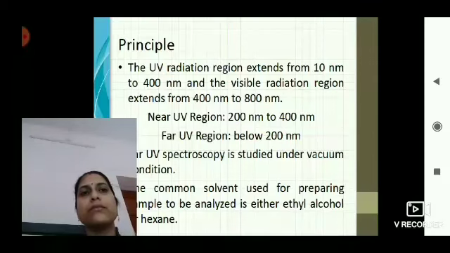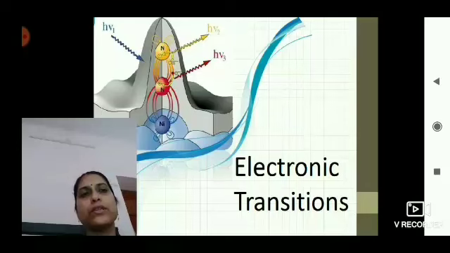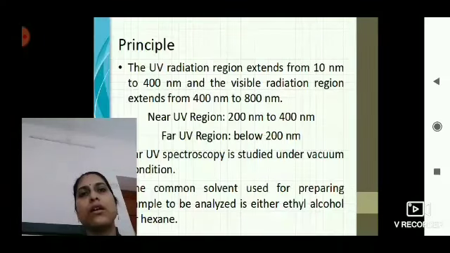Now, the principle of UV visible spectroscopy. The most common solvents used in UV visible spectroscopy are ethyl alcohol and hexane. Ethyl alcohol is a protic solvent and hexane is a non-protic solvent.